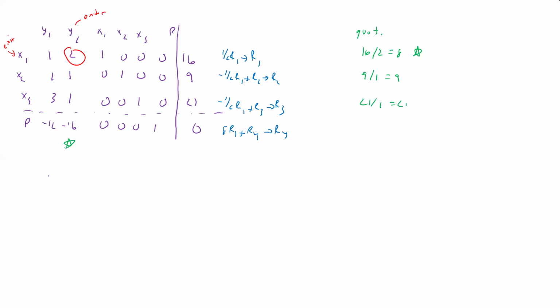So now let's redo it. So now we have y1, y2, x1, x2, x3, p, and then our line. And so this was entering, so that's going to be a y2, and then x2, and then an x3, and then a p.